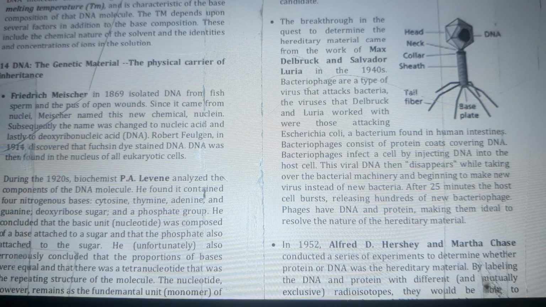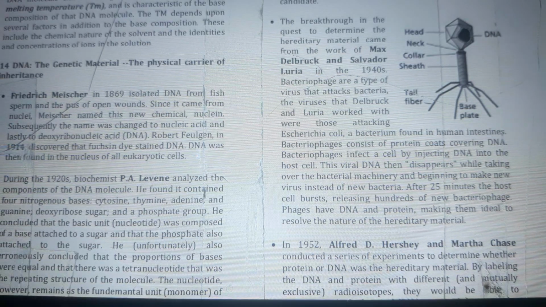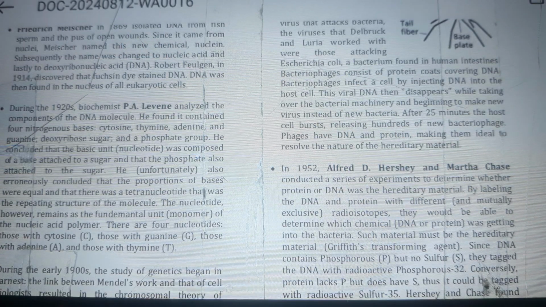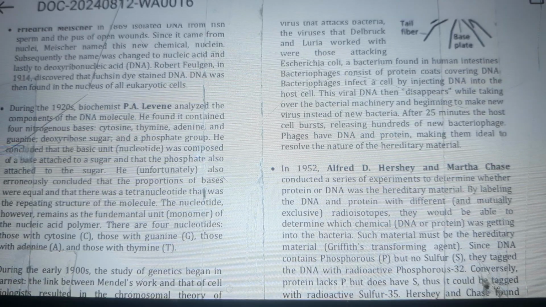in the 1940s. Bacteriophages are a type of virus that attacks bacteria. The viruses that Delbruck and Luria worked with were those attacking Escherichia coli, a bacterium found in human intestines. Bacteriophages consist of proteins and a coat covering DNA. Bacteriophages infect a cell by injecting DNA into the host cell. The viral DNA then disappears while taking over the bacterial machinery and beginning to make new virus instead of new bacteria. After 25 minutes, the host cell bursts, releasing hundreds of new bacteriophages, having DNA and protein, making them ideal to resolve the nature of the hereditary material.